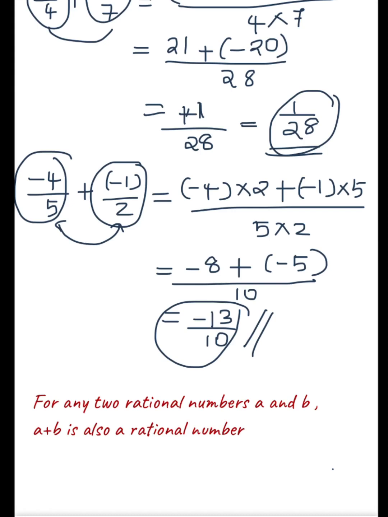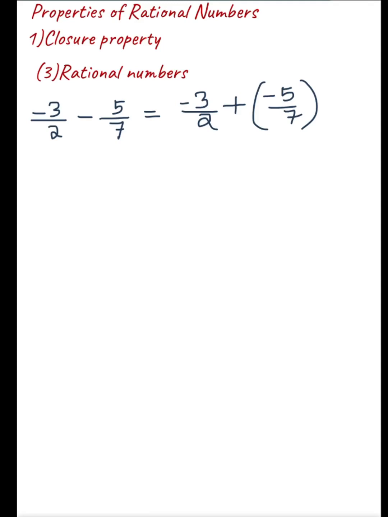Now let's see what is the case for subtraction. I am taking the rational numbers as minus 3 by 2 and 5 by 7, and I am going to subtract them. How will you subtract them? You have to write the first number as it is, put the positive sign, and then put the additive inverse of 5 by 7, which is minus 5 by 7. In this way you can do the subtraction for rational numbers.